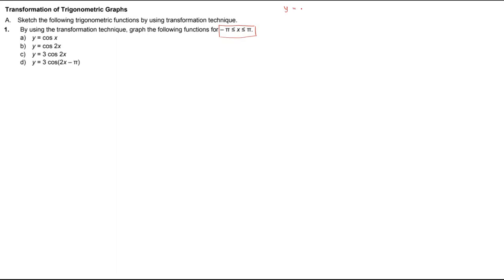Originally, graph y equal cos x is like this. But this one is from 0 until 2 pi. Okay, let's add another cycle. Okay, this one is until negative 2 pi. So, in the middle here is pi. Since the question only went from negative pi until pi, we have to take from here, negative pi until pi. Okay, that is the answer for A. Y equal cos x, but from negative pi until pi.